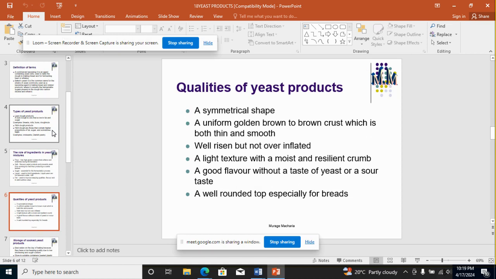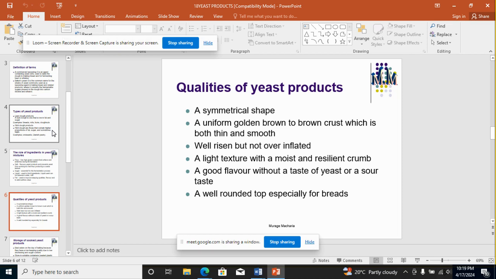So we also have quality of yeast product. When you're doing the yeast product, the final product should have a golden brown crust, which is both thin and smooth. It should not be thick. Then it should have a symmetrical shape. So your product should have a definite shape. Then it should be well risen, not over flattened. And that is why we give our product sometimes time to prove, so that they can be well risen.